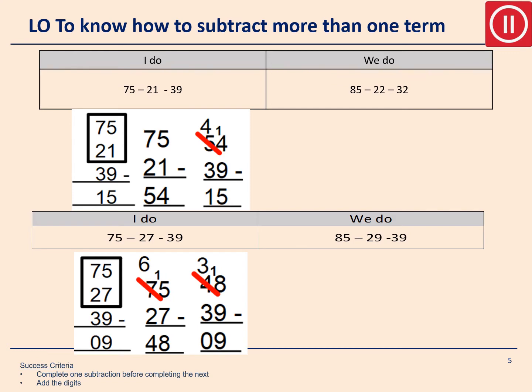So we've got 75 subtract 27, subtract 39 is 9. How do we break that down? We break that down into 2 steps. 75 subtract 27 is 48. The next step, take the 48, subtract the 39 from it, and so the answer is 9.